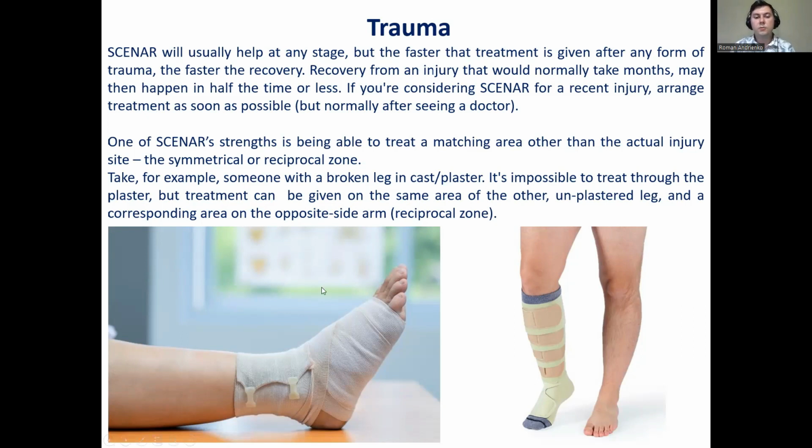And one of the scanner's strengths is that we don't have to treat the affected area directly. Yes, this is absolutely fantastic, because what if we do have a recent trauma, but it is all covered by a plaster? In this case, we treat all around the plaster. And we also treat the symmetrical, corresponding area, but we'll use a different preset for it. So for the opposite leg, we would use the preset that is called symmetry.